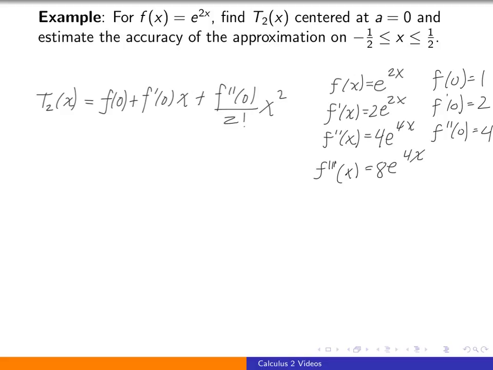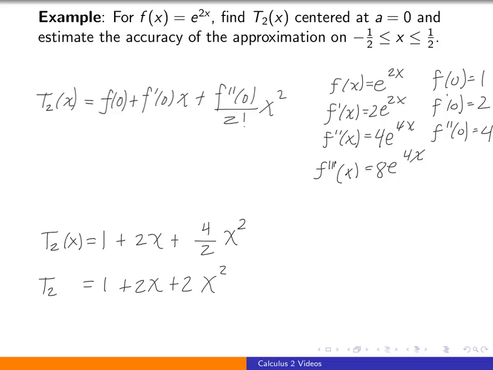Substituting in those values above, we have that T sub 2 of x is f of 0 plus f prime of 0 times x plus f double prime of 0 over 2 factorial x squared. So that would be 1 plus 2x plus 2x squared.